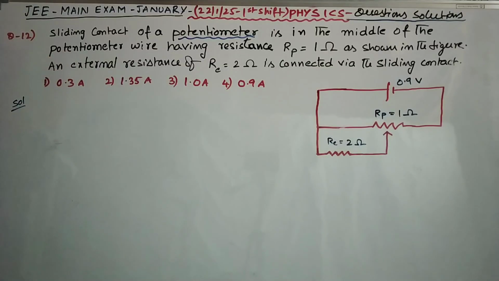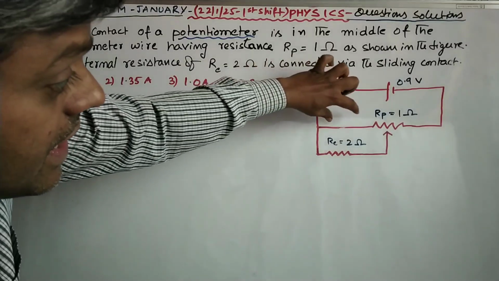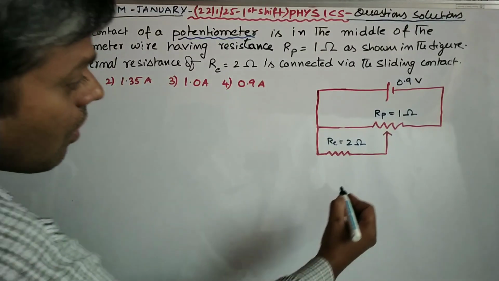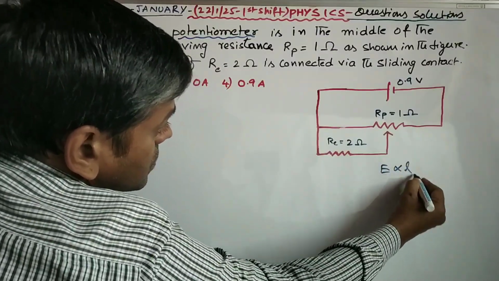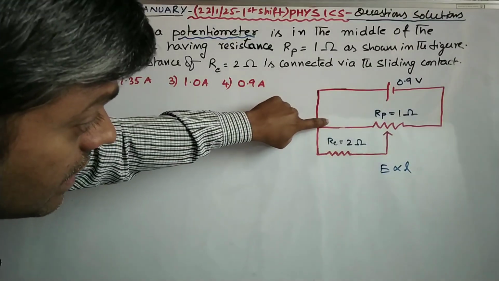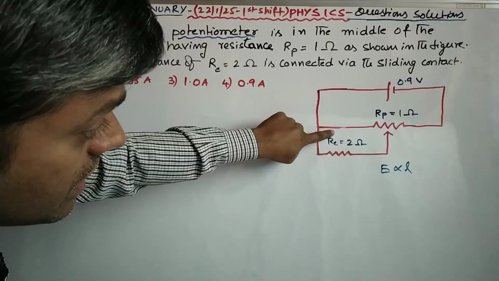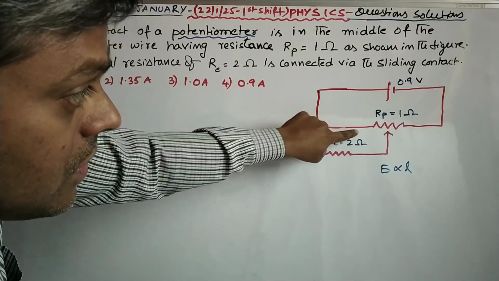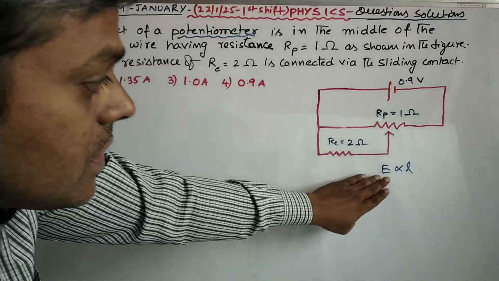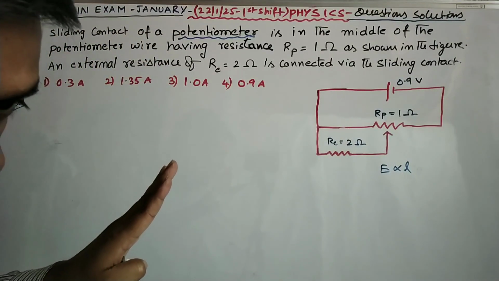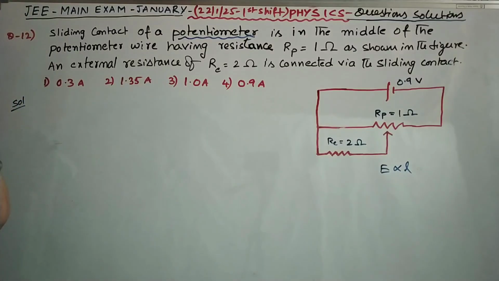So what is the working principle? The potential difference across any two points of a potentiometer wire is always directly proportional to the length of that wire. That means while we are going along the length of a potentiometer wire, the potential gradually drops. That is the potentiometer principle. Recall, EMF is directly proportional to L. That means the potential drop across the length of a potentiometer wire is directly proportional to its length. Now come to the question.